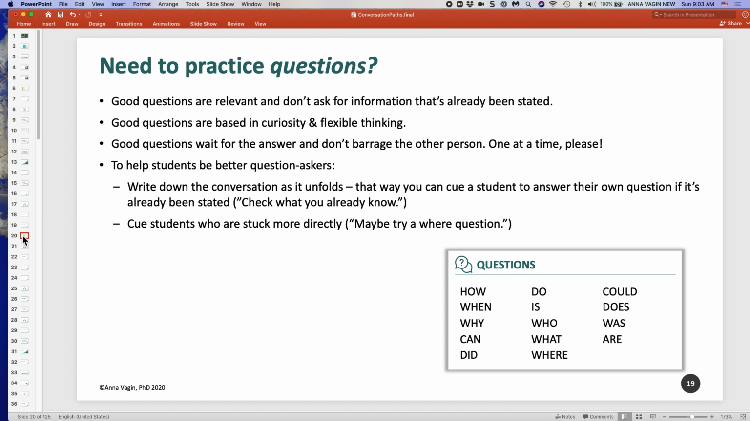There are also practice tips for each of the conversational building blocks. Here's an example of the practice sheet for questions. Again, giving some suggestions and important things to keep in mind as students practice their question forms or whatever conversation building block they're working on.